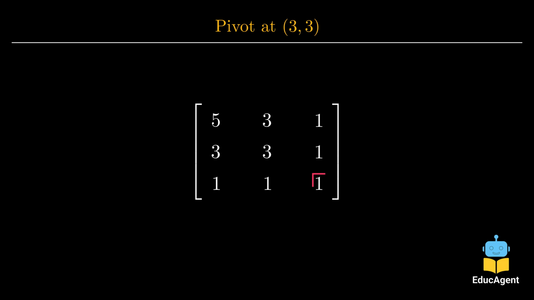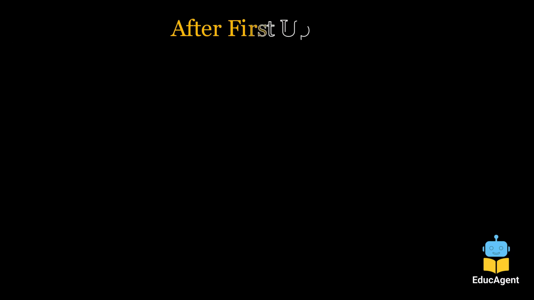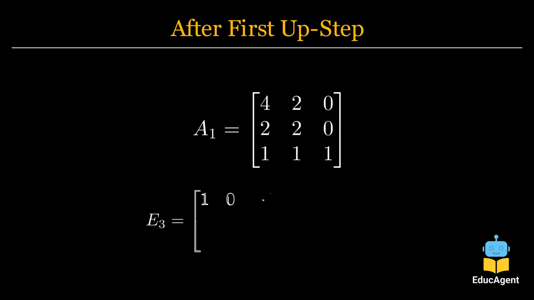We start at the last pivot, A33 equals 1. Our goal is to eliminate the two entries above it in column 3. Subtract row 3 from row 1 and row 2 to create zeros above the pivot in the last column. Now column 3 has zeros in rows 1 and 2, and we keep moving upward. This is captured by an upper triangular elimination matrix E3 acting on the left.